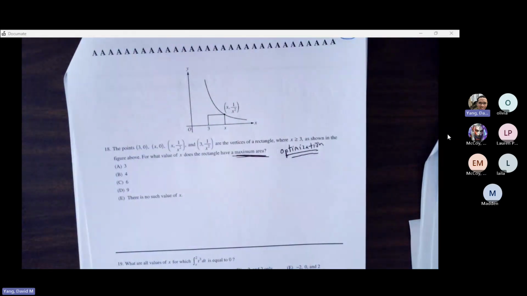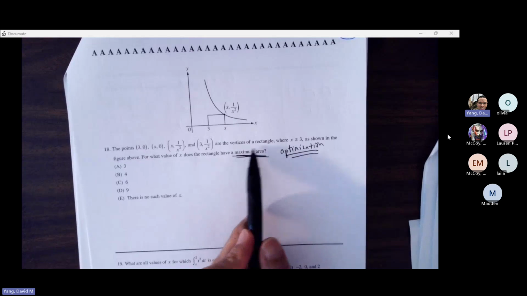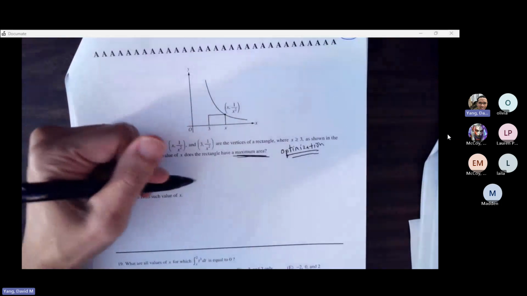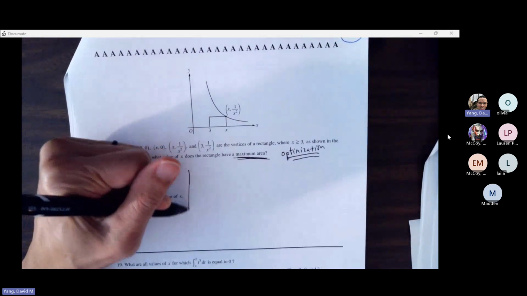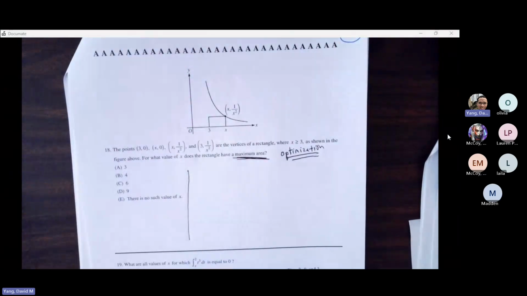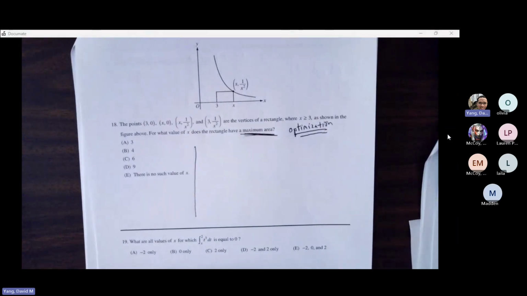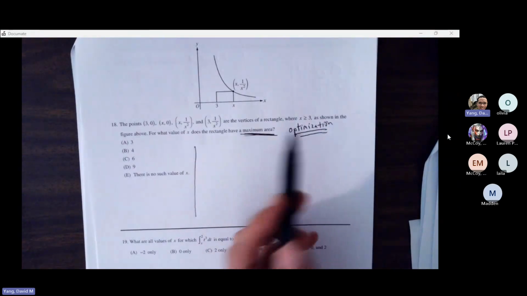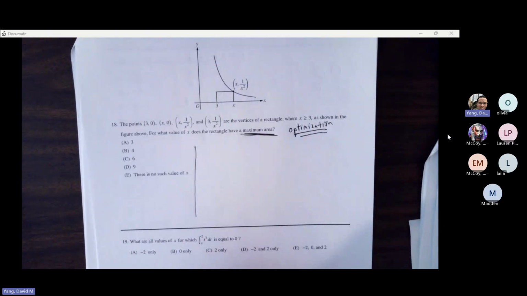So optimization is really a word problem form of finding critical points, right? So we just have to find critical points. However, algebraically, we have to create an area equation before we can find critical points. So let's figure out, okay, how can I create an area formula or area definition for this problem, and then I can find my critical points from there.